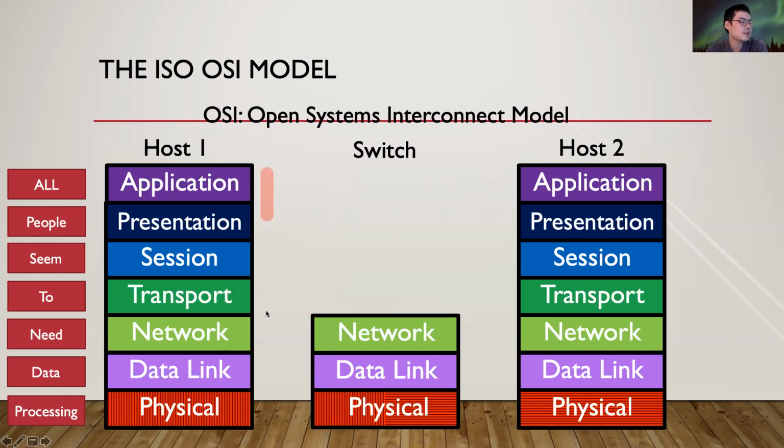Here are the names of the layers, and there's a way to remember them: All People Seem To Need Data Processing, that is A, P, S, T, N, D, P. But I would say some of the layers are not that important. Presentation layer is not so important, session layer is not so important for this course, and the physical layer is not so important, but we will cover them. Seven layers may be a little overwhelming to remember.